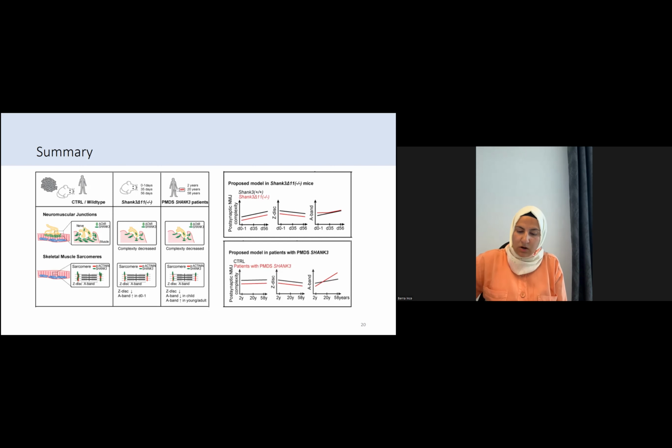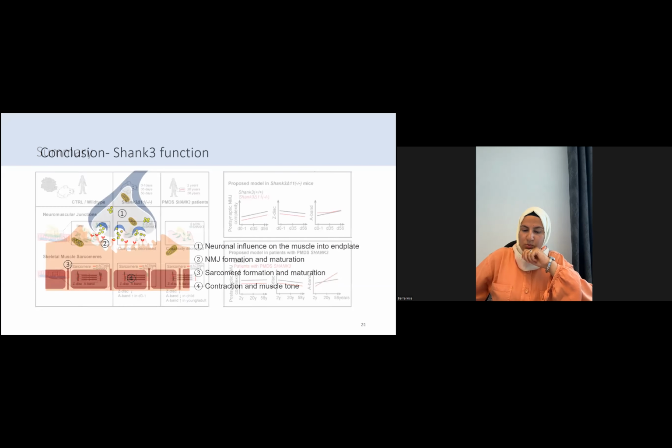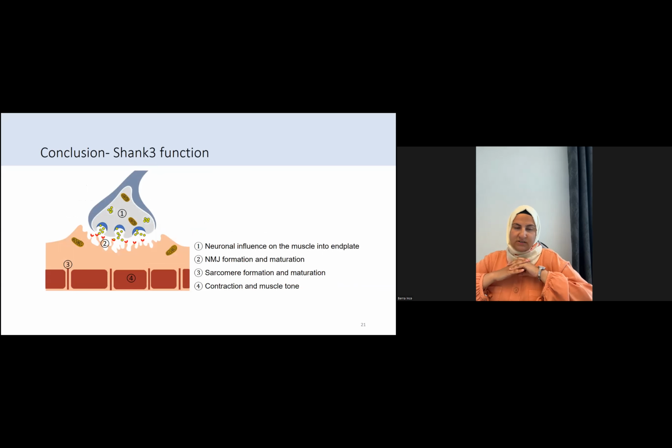So a lack of SHANK3 results in thinning of the Z disc. Maybe it leads to an instability of the Z disc. Consequently, whole sarcomere stability is influenced, which in turn affects the muscle tone and muscular strength. So within maturation, the neuromuscular junction complexity gets less complex in the PMDS patients.